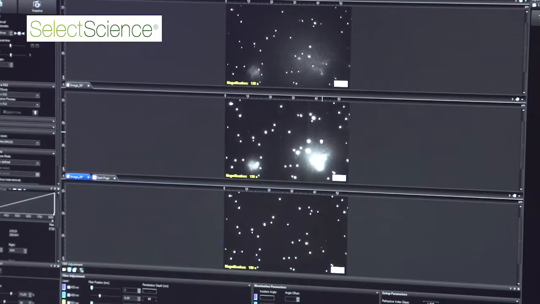And the bigger thing in our system is the cells are very delicate, so we want to use the minimum amount of laser power as possible and have a very sensitive detector system. So we've just moved to the GaAsP detectors that are available now for our microscopes.